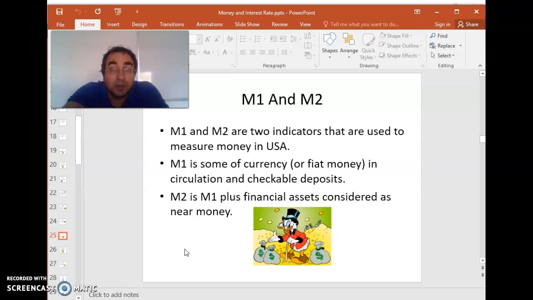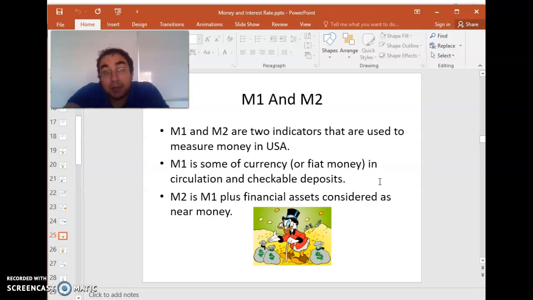Basically, there are two different indicators that are used to measure money, M1 and M2. Sometimes M3 is used as a second, third option. M1 is all currency in circulation, the fiat money, the actual banknotes. The banknotes in reserve are not part of M1. Only the banknotes that are actually owned by the people and companies are part of M1.